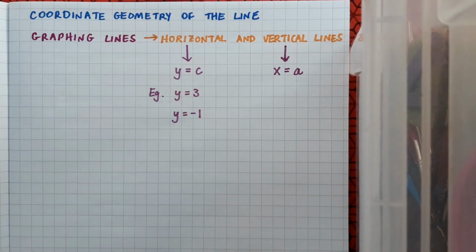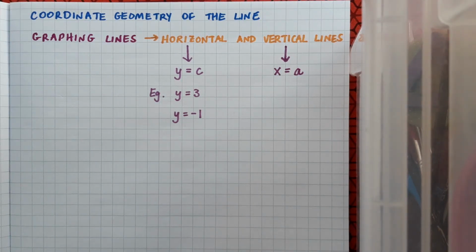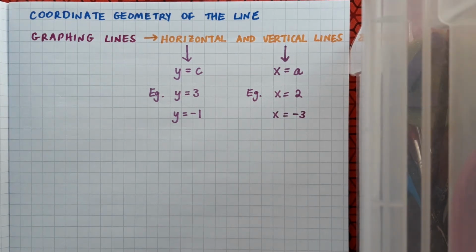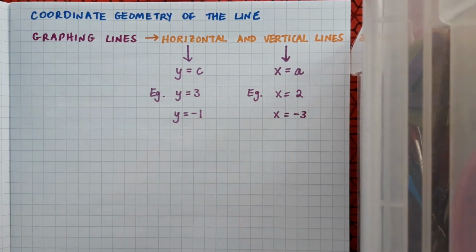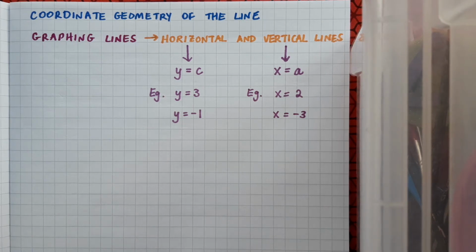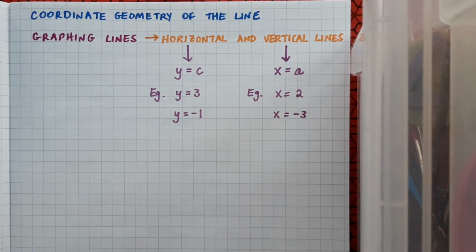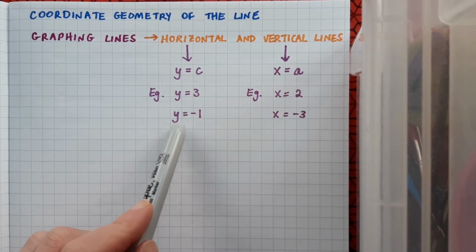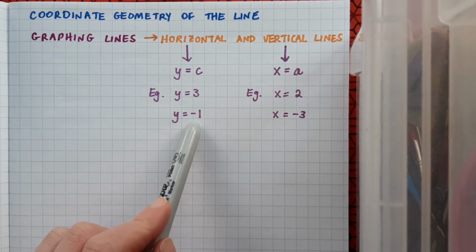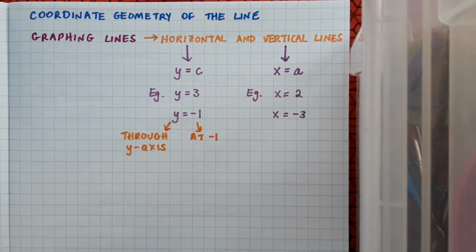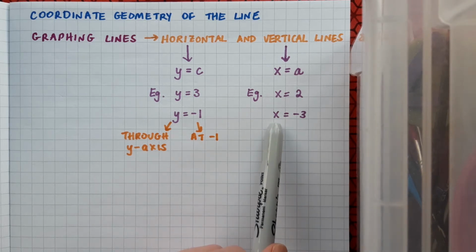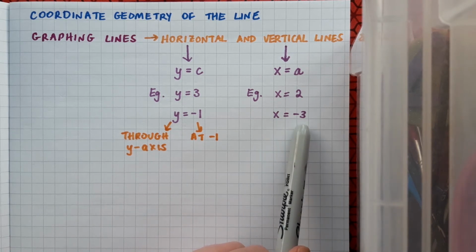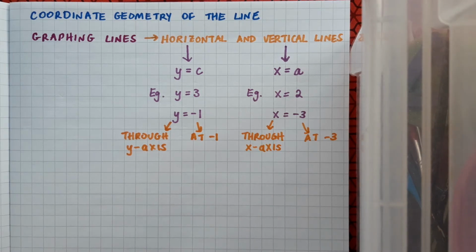Vertical lines are written in the form x equals a, where again a is just a number. So for example, you might have x equals 2, or another example, x equals -3. And horizontal and vertical lines really tell you what they're all about in the equation. For example, with y is equal to -1, it's telling you go straight through the y-axis at the value -1 in this case. And it's the same idea with vertical lines. So in this case, you go through the x-axis at this number, which in this case is -3. So let's see then what these lines look like when we graph them.